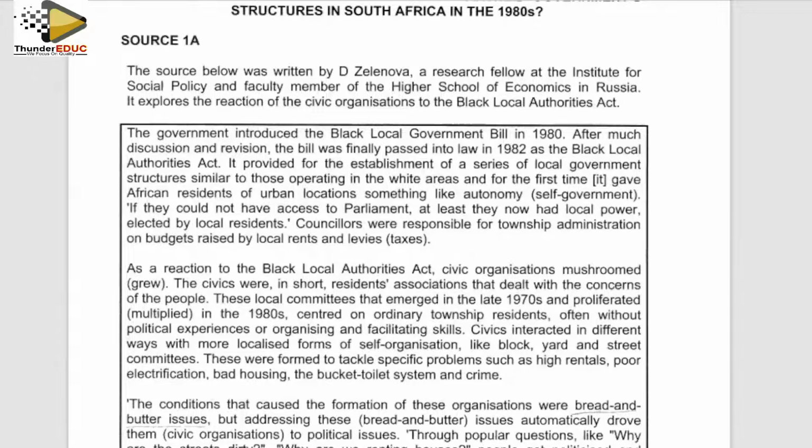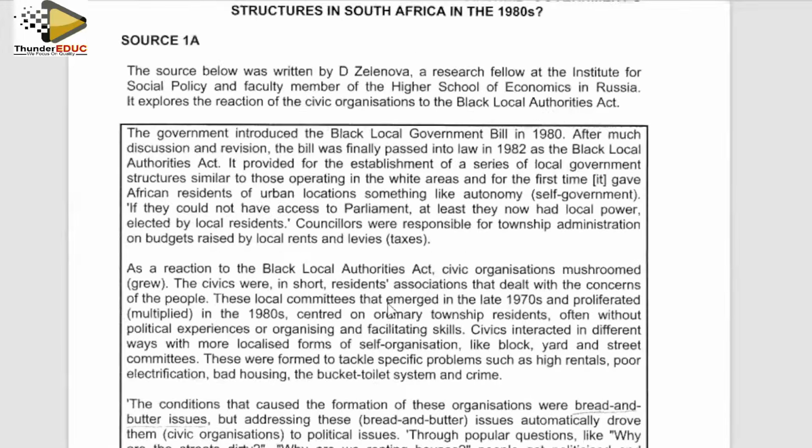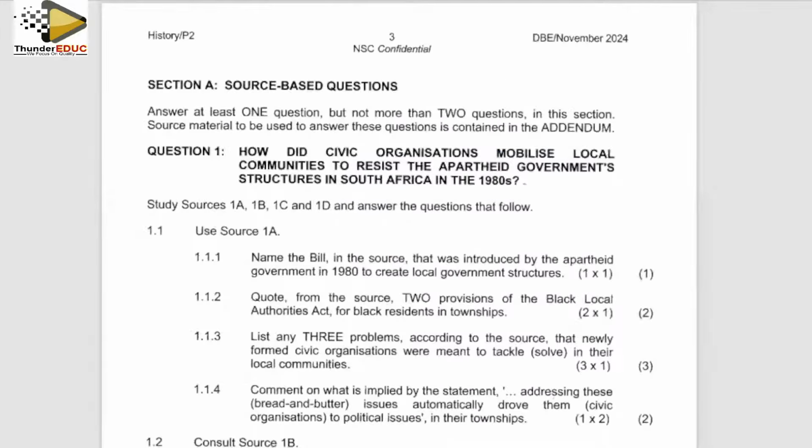So we want to find the response of the bill which was introduced by apartheid. If we go to the first part of our source, it says the government introduced the Black Local Government Bill in 1980. That is where we get our response. We get our response directly here. It says the Black Local Government Bill in 1980. That is our response to the first question, the Black Local Government Bill. Right, let's move on to the next question. Quote from the source, 2 provisions of the Black Local Authorities Act for Black residents in townships. Again, it's a 2 by 1, which means it's also an extraction question.